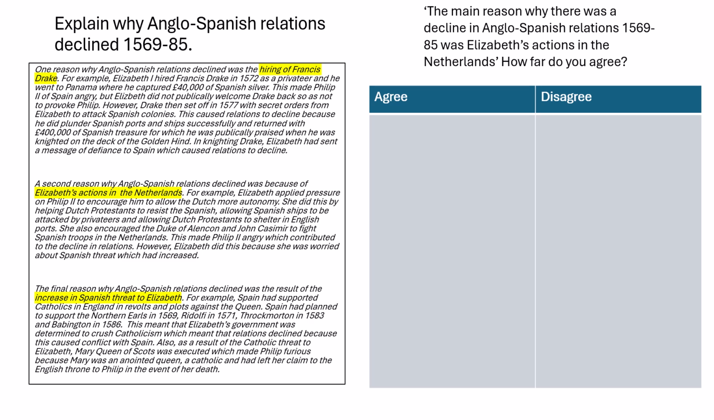The main reason why there was a decline in Anglo-Spanish relations 1569 to 85 was Elizabeth's actions in the Netherlands. How far do you agree? So we would put Elizabeth's actions in the Netherlands on the agree side, the hiring of Francis Drake on the disagree side, and the increase in Spanish threat on the disagree side. So for each of these responses over the next few slides, it's worth pausing the video, reading really carefully to identify the points, and then planning the how far do you agree.